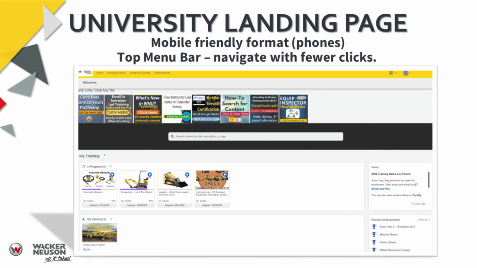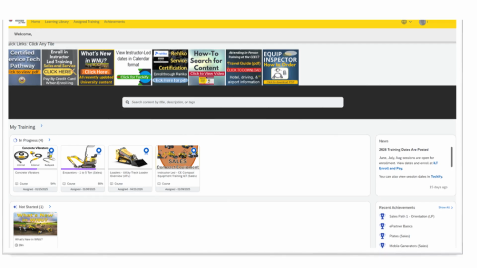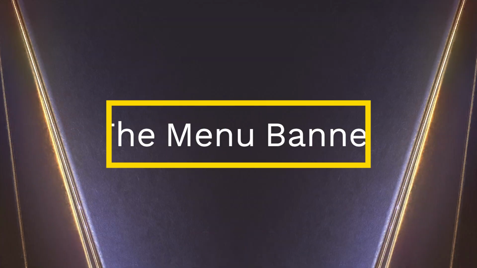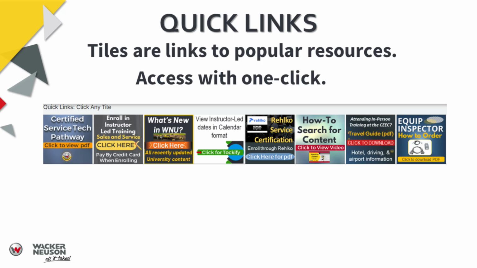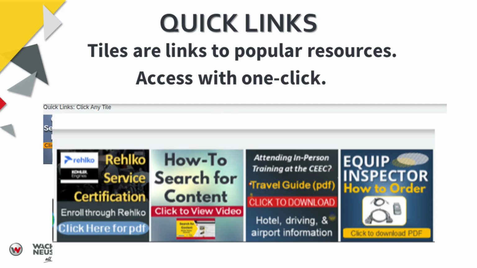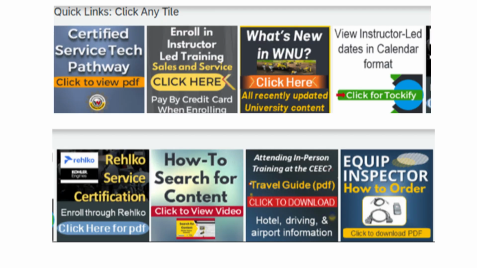It's the landing page that you see after you log into the university and a great place to begin searching for resources. Let's first talk about the menu banner. To help users easily find content, the homepage has a row of quick link tiles near the top of the homepage. Each tile is a link to a popular university resource that you can access with one click.